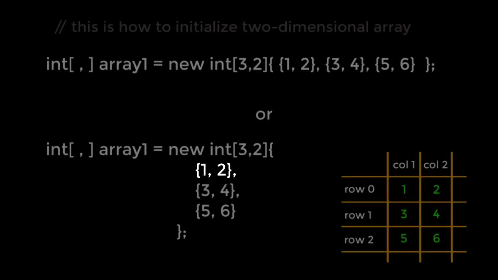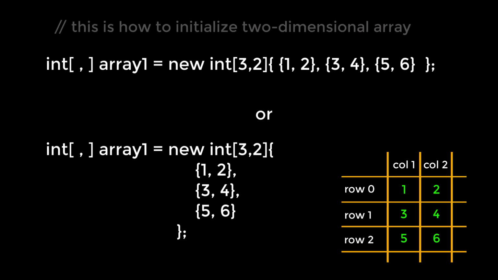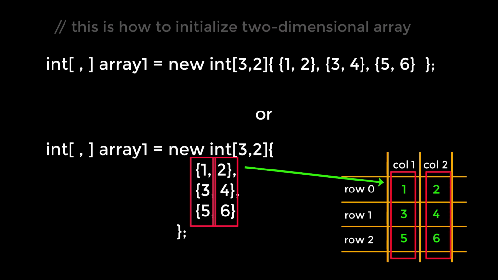The values of the first row are 1, 2, the second row is 3, 4, and the third row is 5 and 6, separated by commas. So the comma means the end of the row. First row, second row 3, 4, and third row 5 and 6. And the column is 1, 3, and 5. So this is the column. So this is how it looks like.